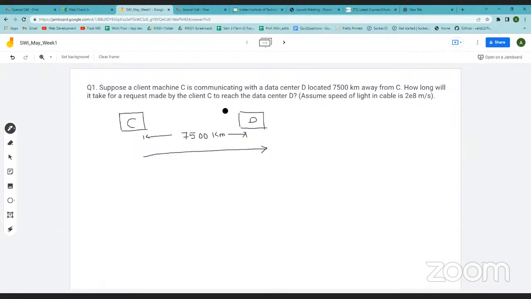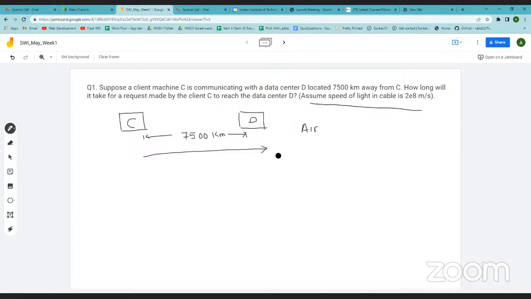Now, two things that we need to understand here. One is, if there is no medium given, because by the term medium I mean how the request or the response is propagating between C and D, if there is no medium given, we have to take air as the medium. If the medium is given, we have to make sure that we take the proper medium. And why is that important? Because the speed of light differs with the medium.